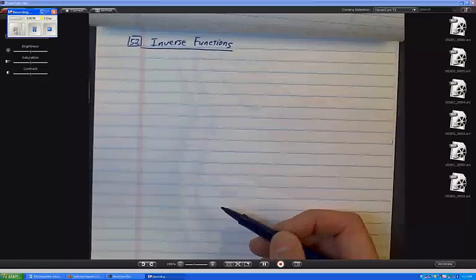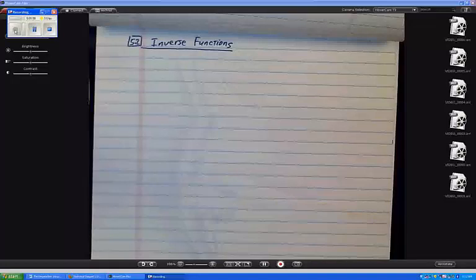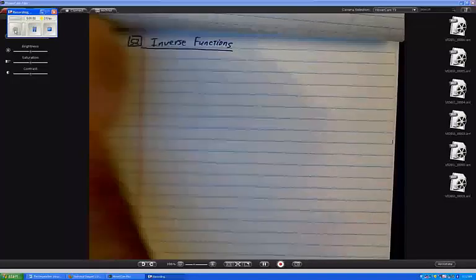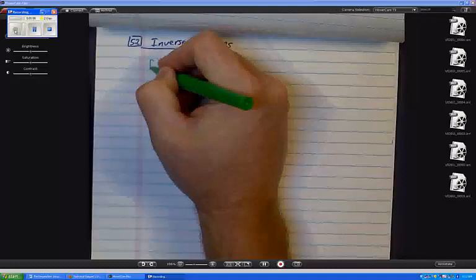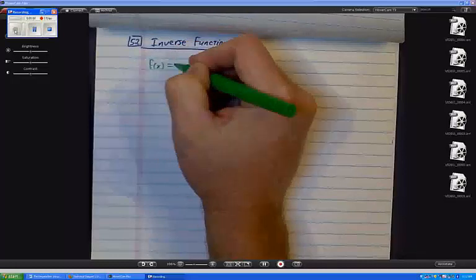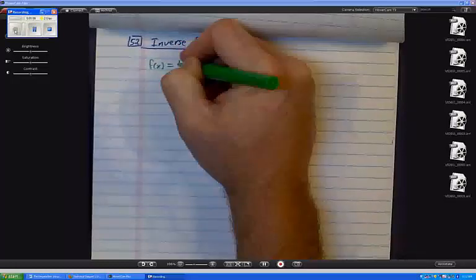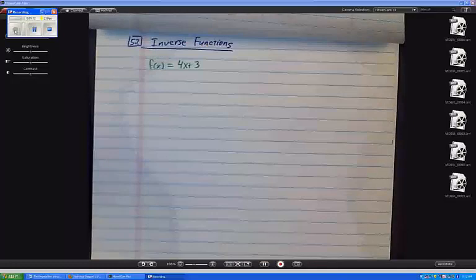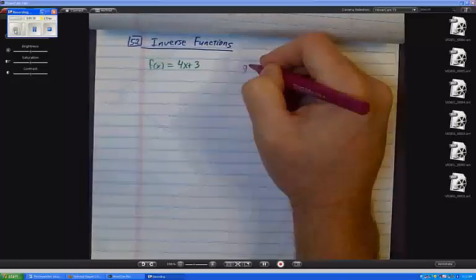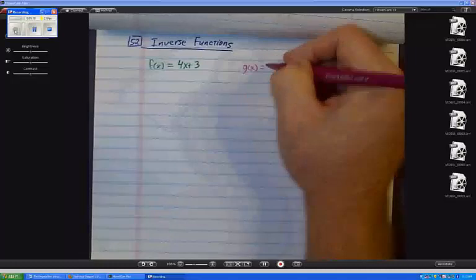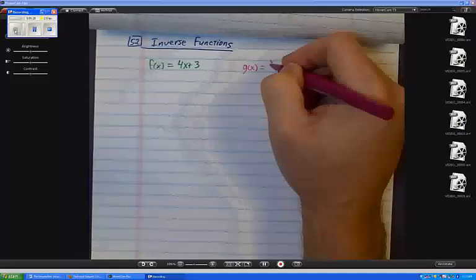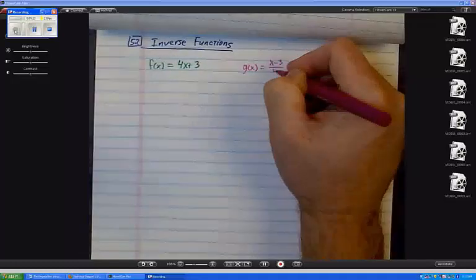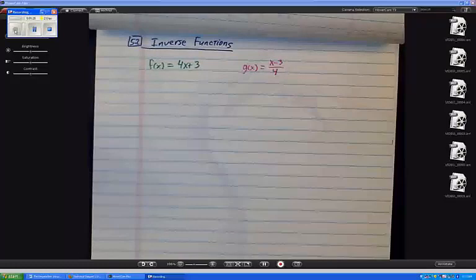And so I actually gave you an example already of some inverse functions on the board today. We wrote down f of x is 4x plus 3. We wrote down g of x is x minus 3 divided by 4. Okay? And I asked you guys to compute a couple of things for me.